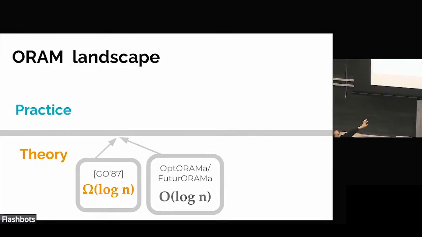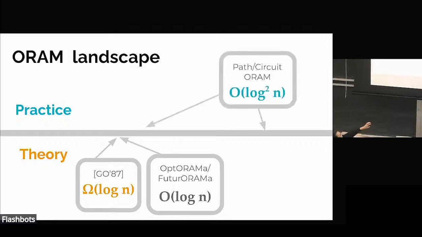And this was proven by Goldreich and Ostrovsky. And we also know that if you make some computational assumptions, like if you assume existence of pseudo-random functions, we can indeed match this lower bound. In practice, we don't use these computationally secure schemes.